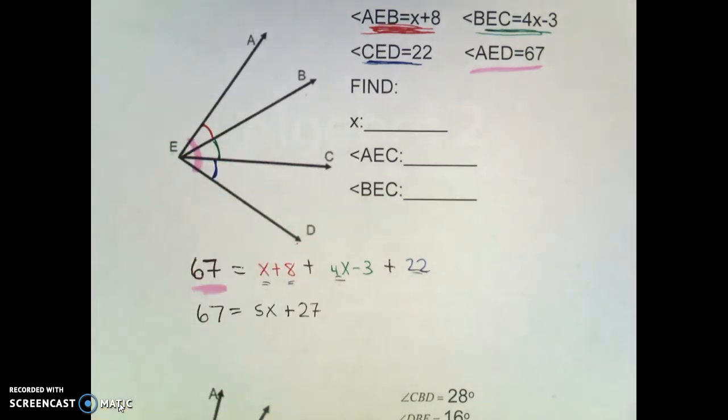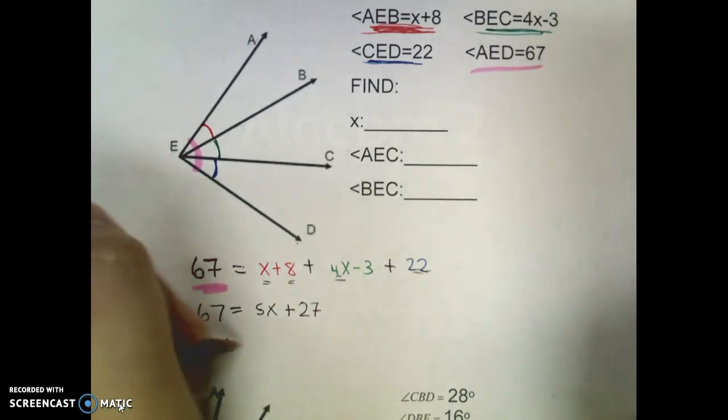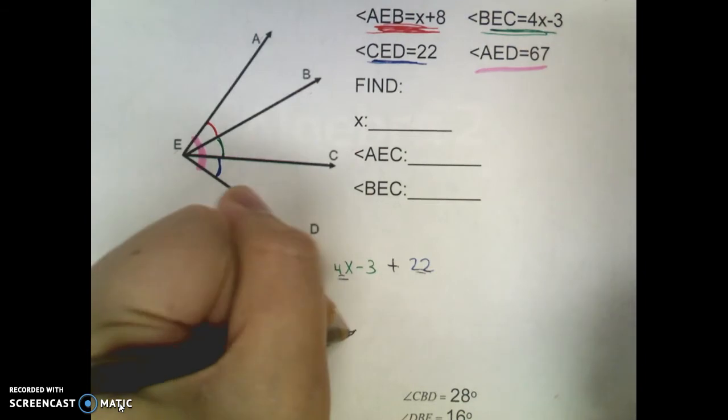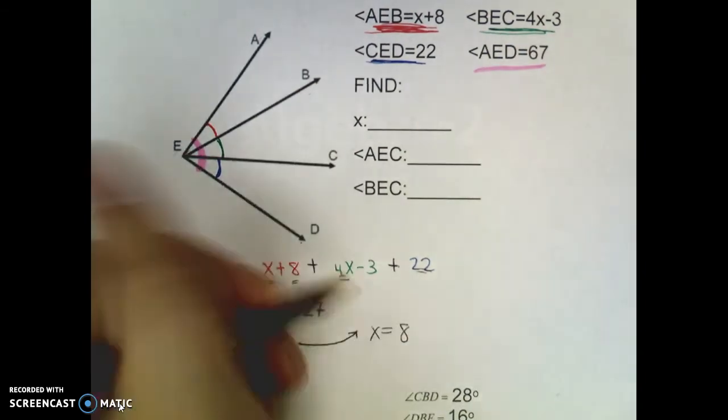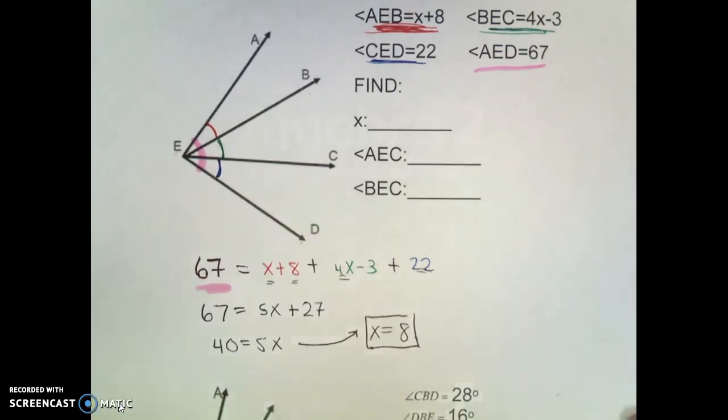Now we're going to solve this. So 67 minus 27 on both sides is going to give me 40 equals 5x, which gives me then an x value of 8 here. So that's going to be our x value for this problem, and we can fill that in. Now it's going to ask us to find AEC.